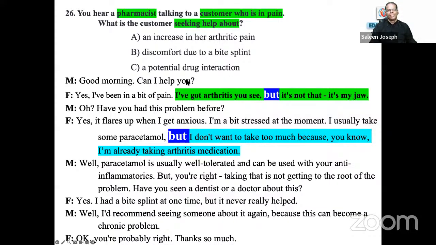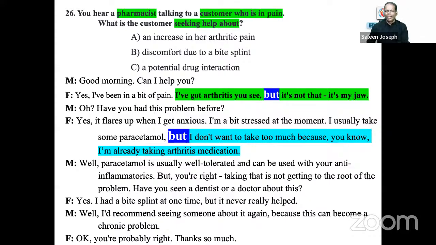Seeking help about a potential drug interaction. I have been in a bit of pain. I have got arthritis, you see, but it's not that. It's my jaw. The problem is my jaw. Arthritis pain is not the thing. It's not that. That's what I'm saying. They tell you something, then they say no. They negate it.